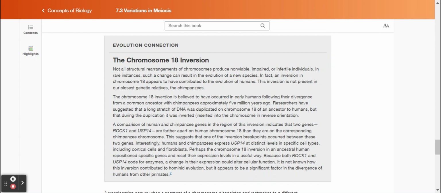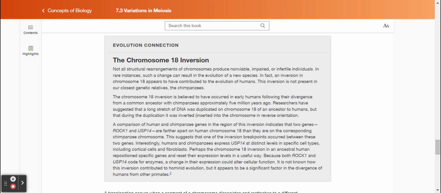Evolution connection. The chromosome 18 inversion. Not all structural rearrangements of chromosomes produce non-viable, impaired, or infertile individuals. In rare instances, such a change can result in the evolution of a new species. In fact, an inversion in chromosome 18 appears to have contributed to the evolution of humans. This inversion is not present in our closest genetic relatives, the chimpanzees. The chromosome 18 inversion is believed to have occurred in early humans following their divergence from a common ancestor with chimpanzees approximately 5 million years ago.